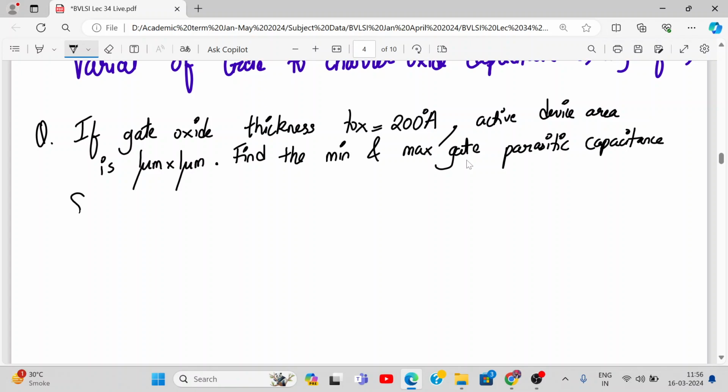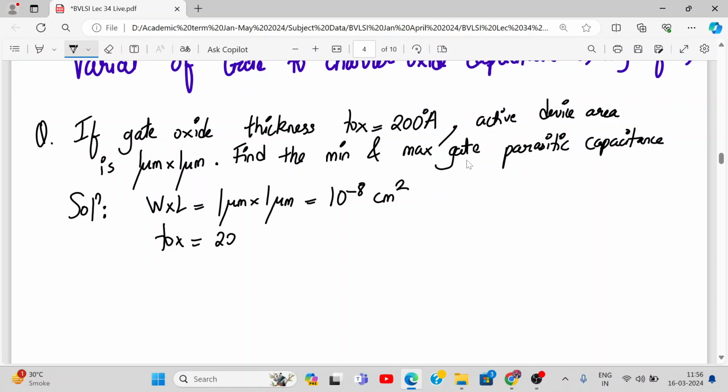Okay, so let's start. What is given? W into L is given, 1 micrometer into 1 micrometer. So how much is that? 10 raised to minus 8 centimeter square. Yes or no? Tox is 200 angstroms. So 200 angstroms into centimeter is 200 into 10 raised to minus 8 centimeter. Yes or no? We have to find the minimum and maximum gate parasitic capacitance.